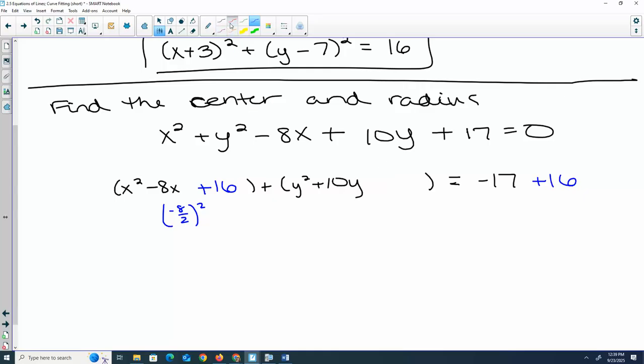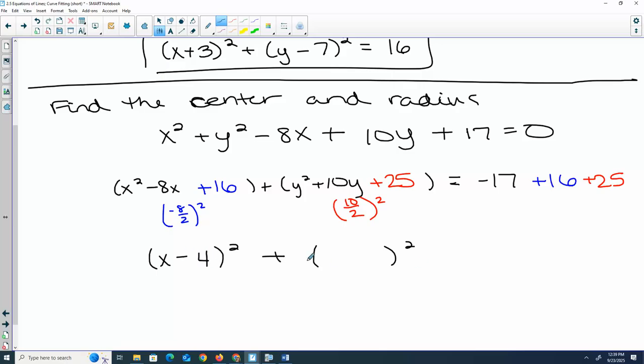We do the same thing for our y's. So 10 divided by 2 squared. So that's 5 squared, which is 25. Add to both sides. And remember the whole point was so that these factored into perfect squares. So x squared breaks into x, it was a minus, square root of 16 is 4. This was a y plus 5. And over here we get 24.